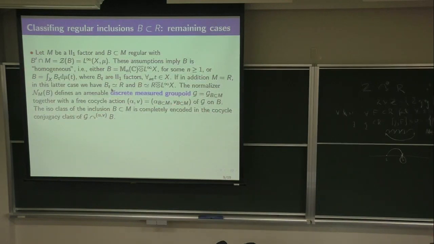And again, conceptually this is a bit more complicated, but it's not a big deal. I'm trying to convince you about that. So the iso class of B into M is completely encoded in the cocycle conjugacy class of this groupoid action, okay? So it's the groupoid, but also the cocycle action. That's why it's a bit complicated.